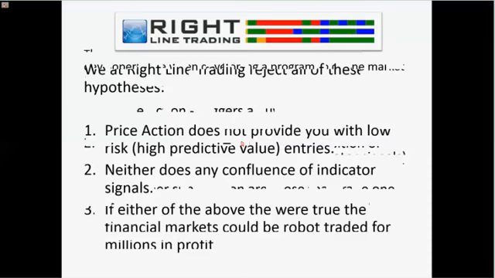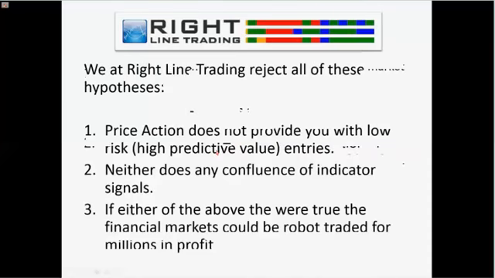So basically, I went into this slide already. Price action does not provide you with a high enough predictive value, neither does any confluence of indicator signals. Now, if either were true, the financial markets could be robot traded for millions in profits. If there were any holy grail of indicator confluence signals that gave you a blue dot long that almost always worked, or a red dot short that almost always worked, it would make the market incredibly easy to trade. And as we all know, it is not simple.